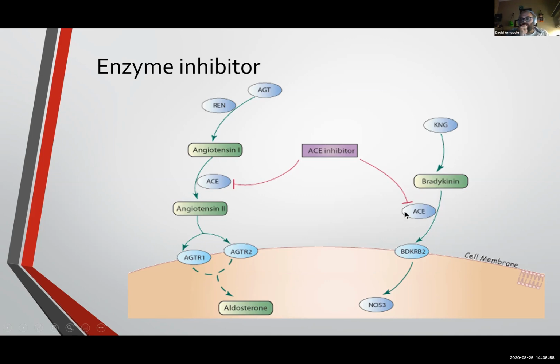ACE starts to work. It's called angiotensin converting enzyme. It starts working. It helps with blood pressure. If an ACE inhibitor is there, it stops that from happening, allowing blood pressure to stay lower. That's the purpose of an ACE inhibitor. We're using that as a medication example.